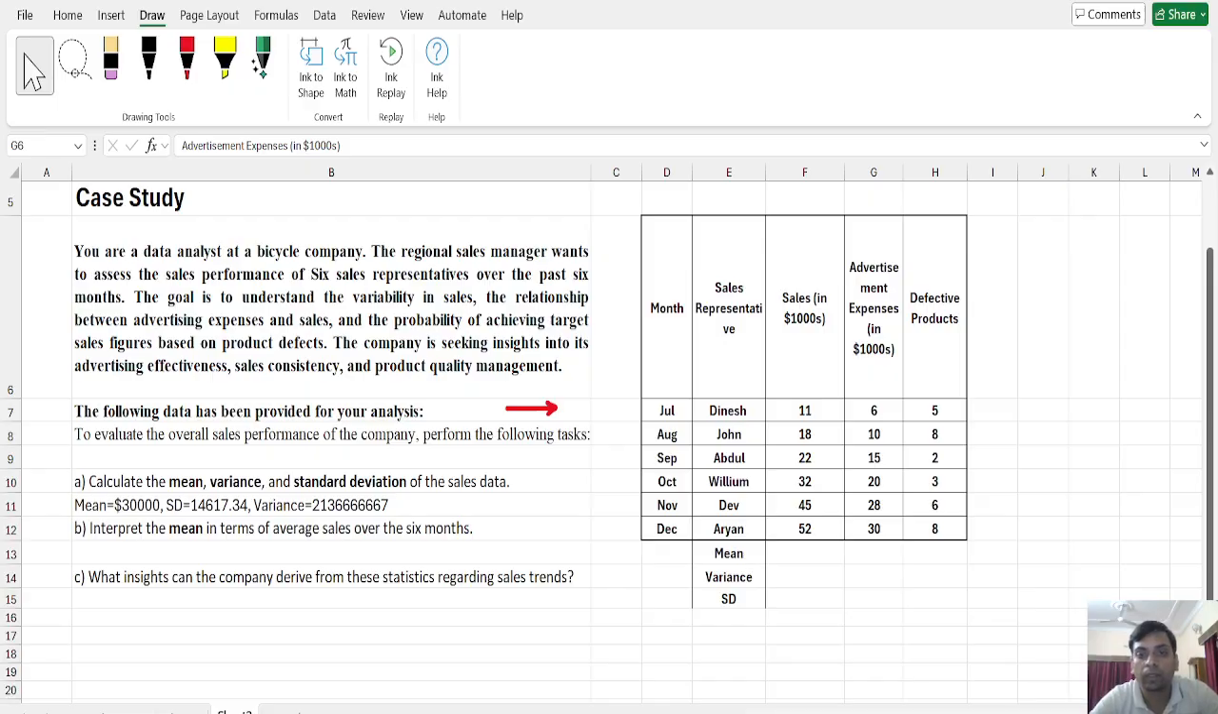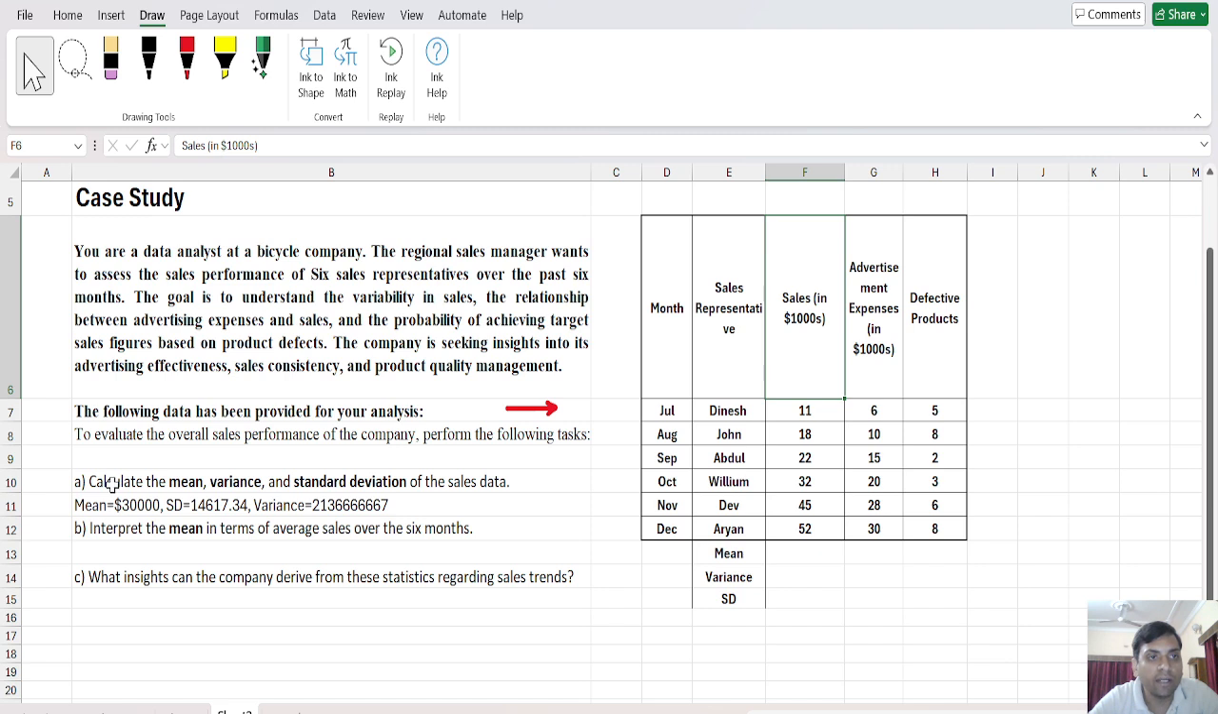So in this session, we will see descriptive analysis using Excel with the help of a small case. So we have this case. In this case, we have this data. First column is month from July to December, and second column is sales representative, as there are 6 sales representatives, and third column is sales in $1,000 and advertisement expenditure. Next column, this is also in 1,000, and defective product in each month.